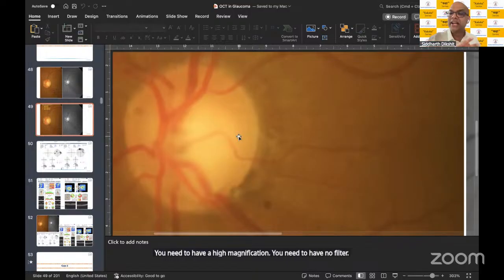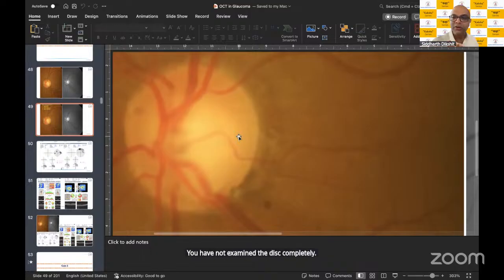The second condition is you need to have a diffuse illumination. You need to have the diffuser on. You need to have a low magnification. And you need to have the green filter on in order to be examining the nerve fiber layer. Unless you do all of these, you have not examined the disc completely.